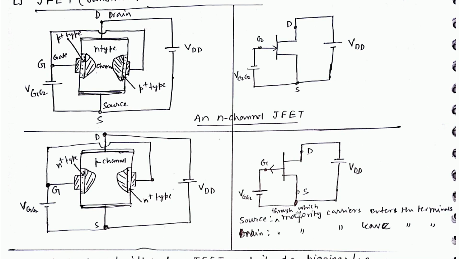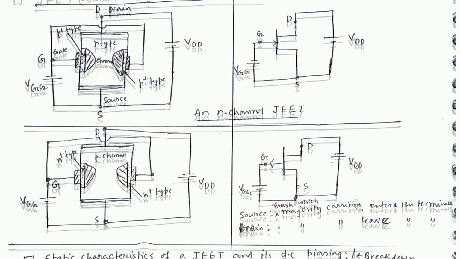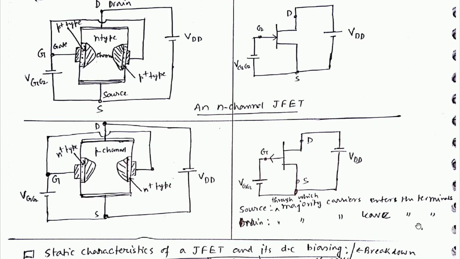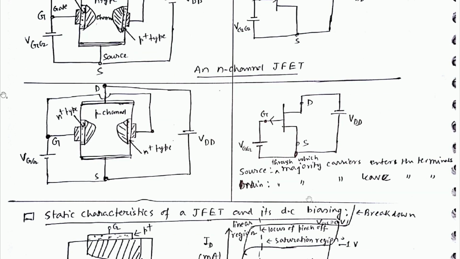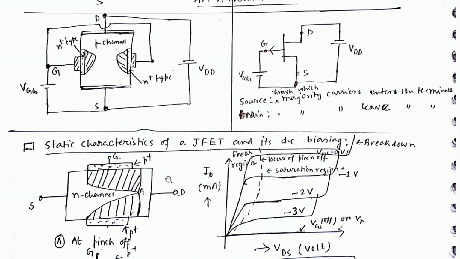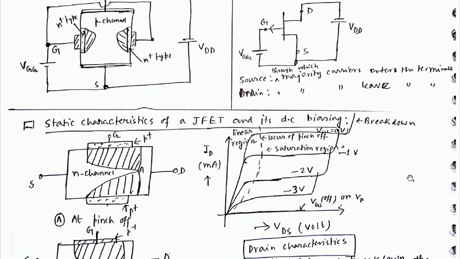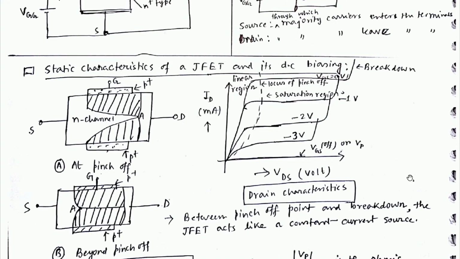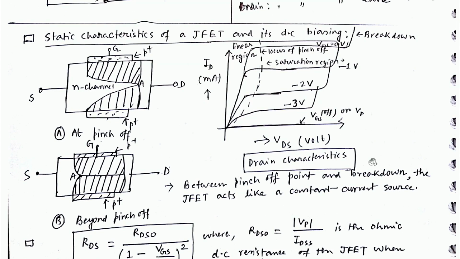Source is the terminal through which majority carriers enter, and drain is the terminal through which majority carriers leave. Static characteristics of JFET and DC biasing. ID versus VDS, and it shows characteristics like this: locus of pinch off, saturation region, this is linear region, this is cutoff, this is drain characteristics, and this part is breakdown.